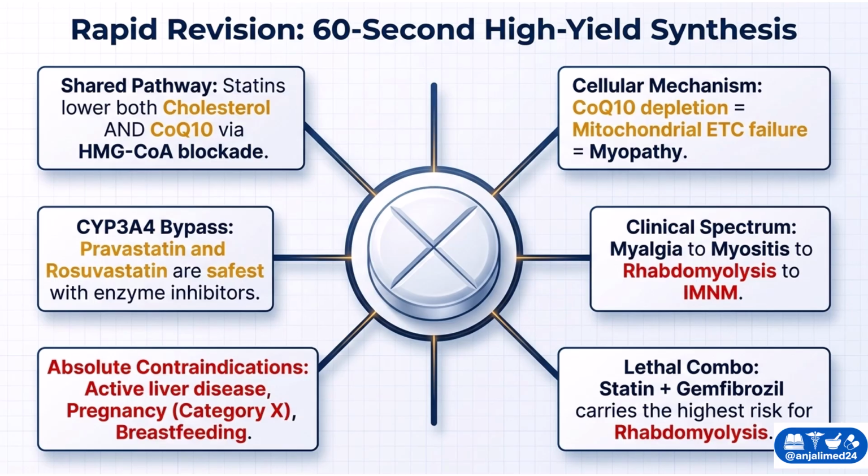Let's wrap this up with a rapid 60-second revision. Statins block the HMG-CoA pathway, reducing not just cholesterol but also coenzyme Q10. This leads to mitochondrial dysfunction and ultimately myopathy. Clinically, it ranges from myalgia to myositis to rhabdomyolysis and even IMNM. Remember, the safer options are pravastatin and rosuvastatin when drug interactions are a concern, and the absolute contraindications are active liver disease, pregnancy, and breastfeeding.